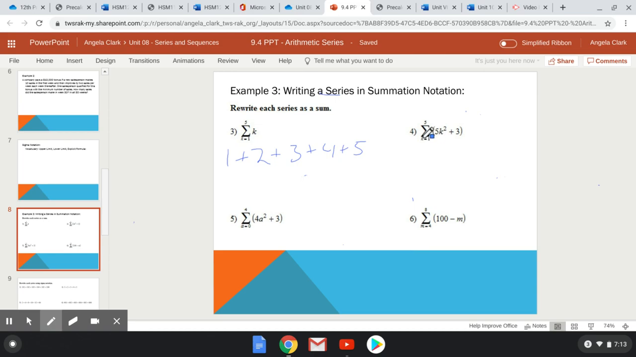In this case, we're still going from k equals 1 to 5. But now we have a little bit more of a formula to plug it into. So I'm going to plug in 1. So I have 5 times 1, plus 3 is 8. And now I'm going to plug in 2. So we just go to the next one, right? So I have 5 times 4 is 20 plus 3 is 23.